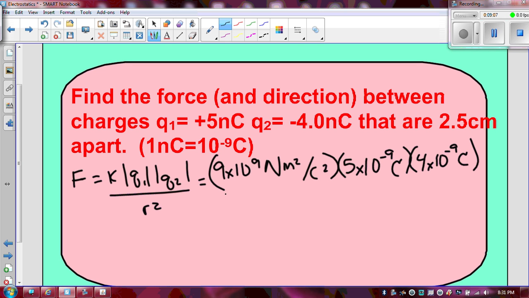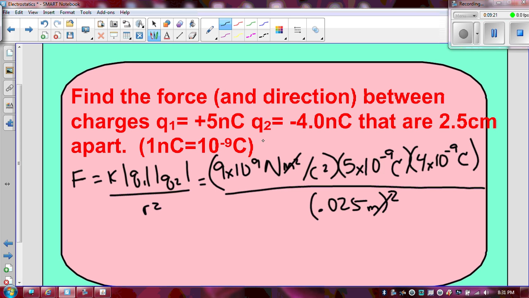And then on the bottom, my distance separating the two is 2.5 centimeters. That's the same thing as 0.025 meters. And then don't forget to square that. Okay, so that will cancel out the meters squared. That will cancel out the coulombs squared. And so I'll be left in my newtons. And so let's calculate that real quick. 9 times 10 to the 9th times 5 times 10 to the negative 9th times 4 times 10 to the negative 9th, and divided by 0.025 squared, and that will get me a much smaller force than before.